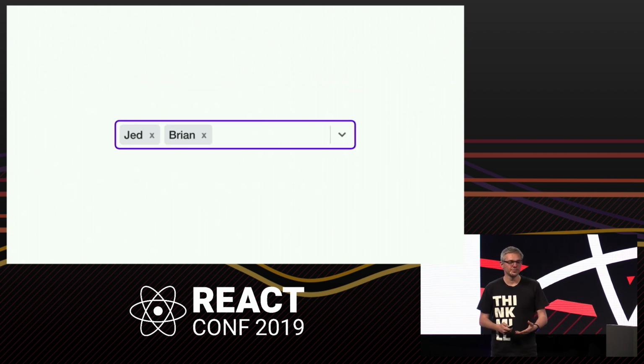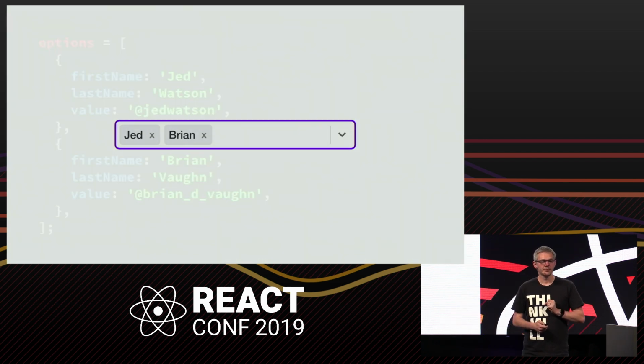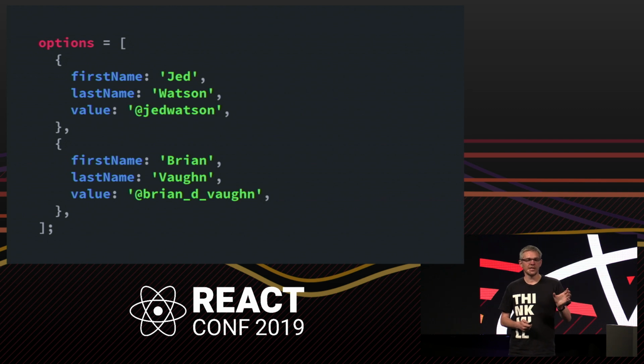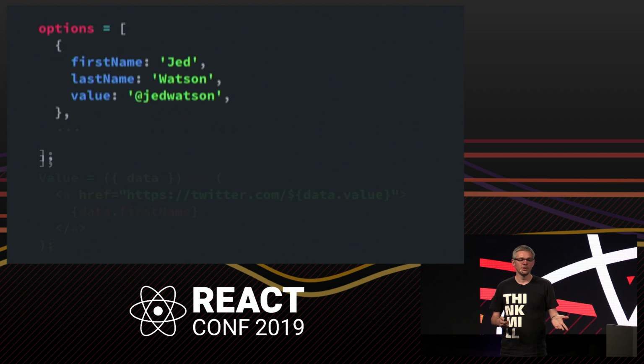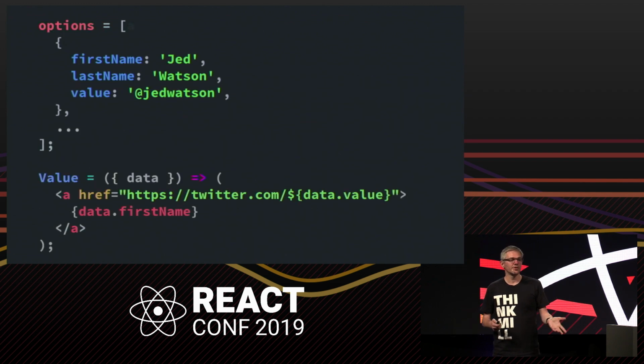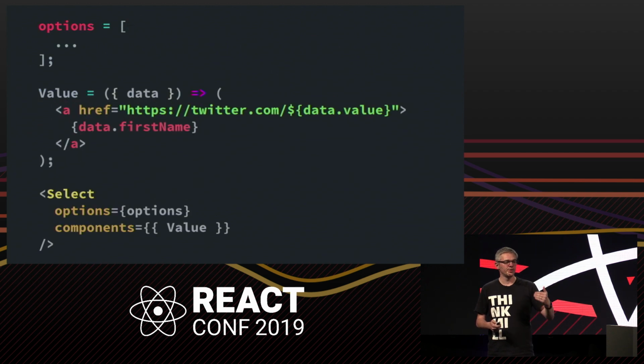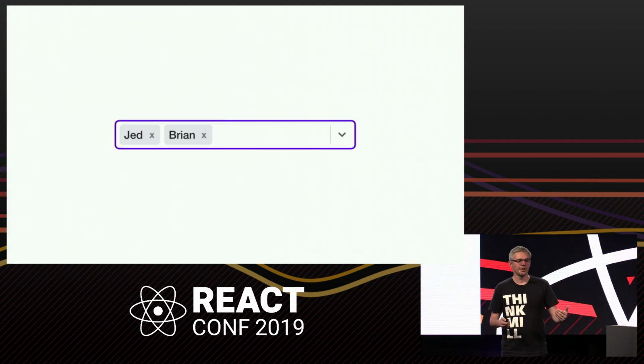This is really powerful. So we'll take this example of myself and Brian again. Let's say that we wanted to take that value and link out from that value component to our Twitter. We can do that. We create a custom value component. We render that link. We pass the value component into the select. And hey presto, we're now links. And people can do this without changing the core anymore.